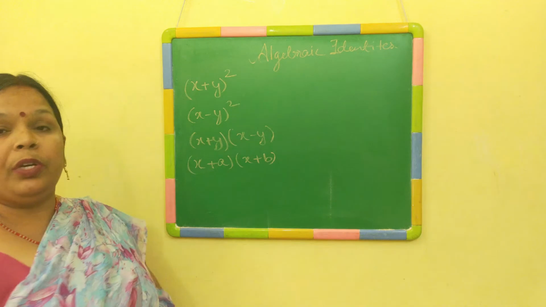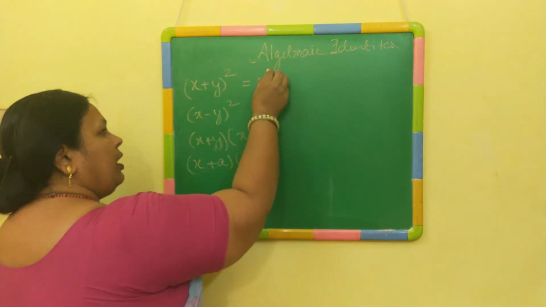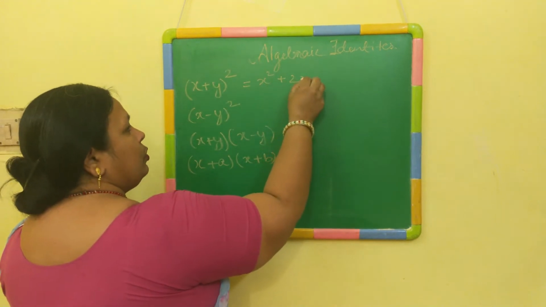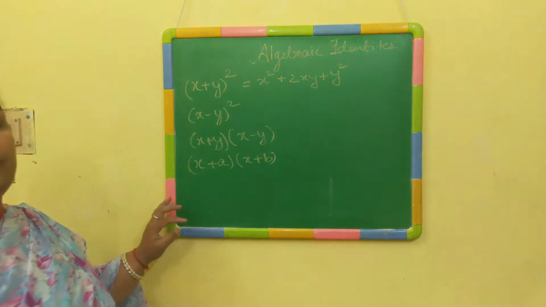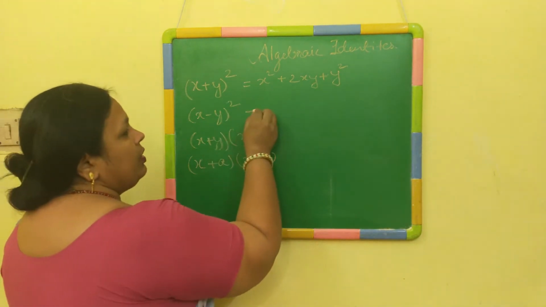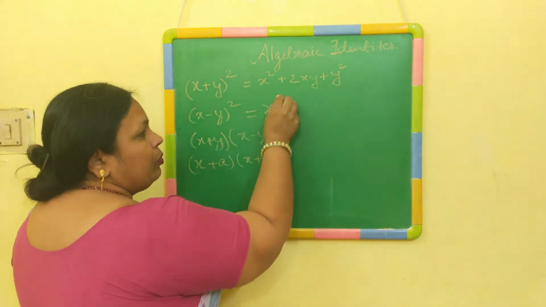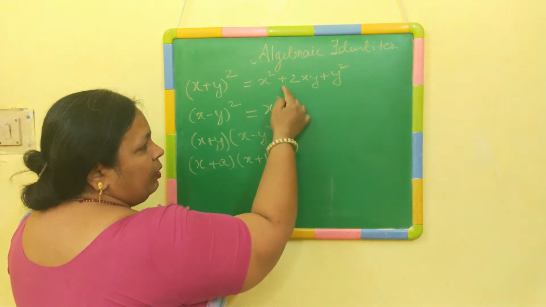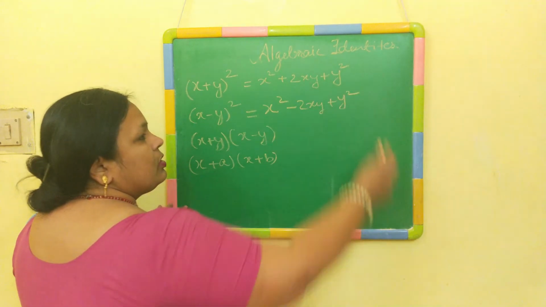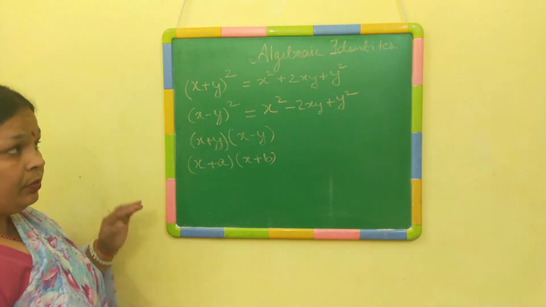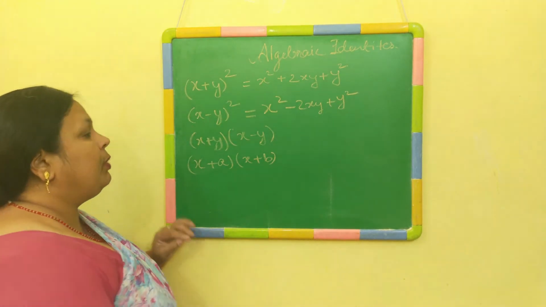Now what is (x plus y) whole square? (x plus y) whole square is x square plus 2xy plus y square, isn't it? Then for (x minus y), simply substitute y as minus y. If you substitute y as minus y, the 2xy will become minus 2xy, and the y square is not going to change because the order is 2. So when you multiply the minus sign 2 times, you are going to get the same answer.